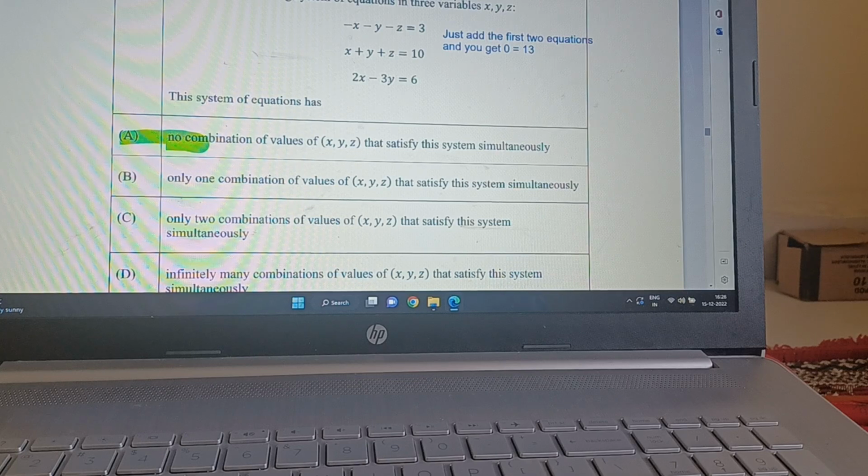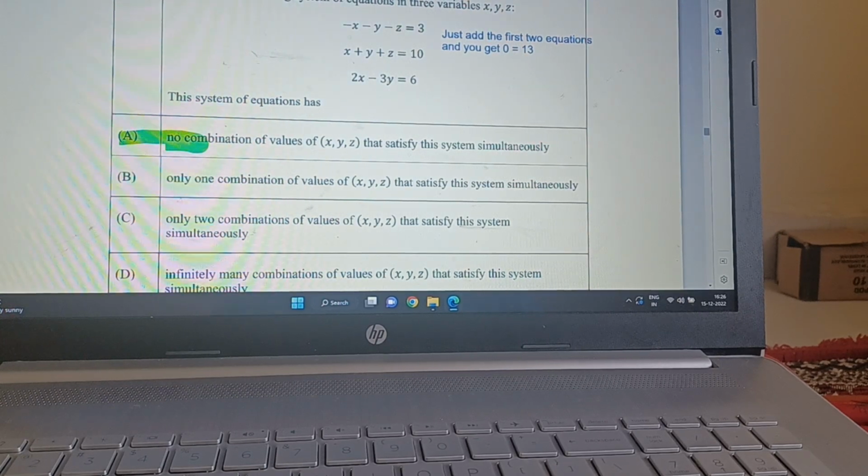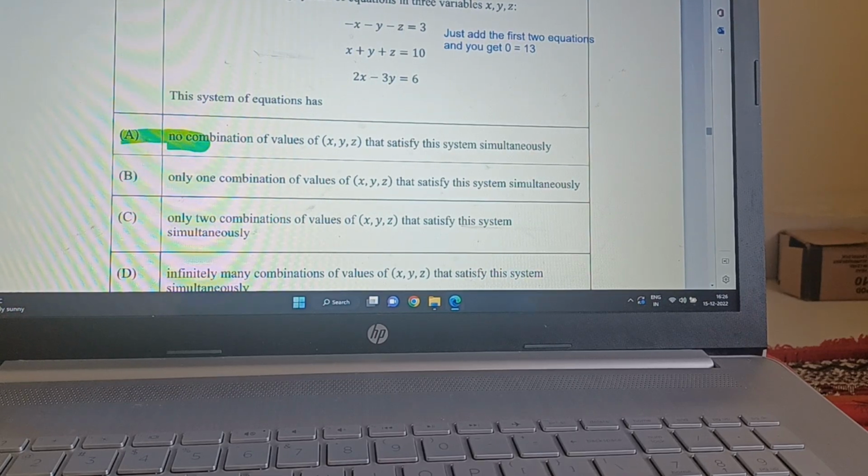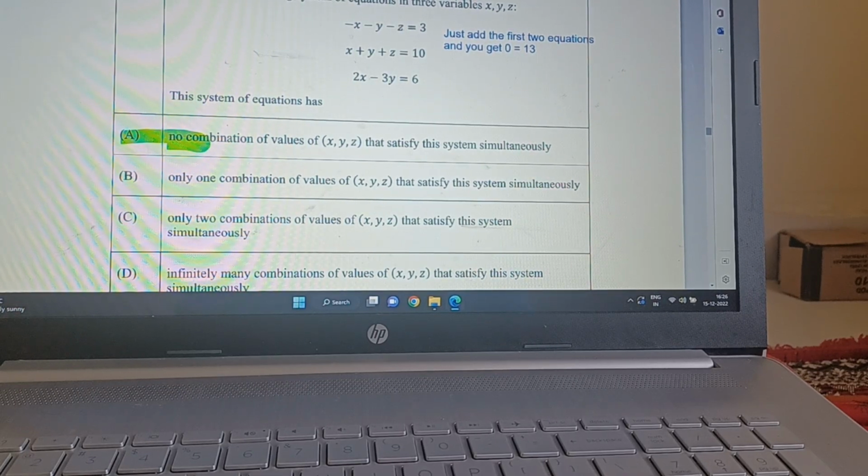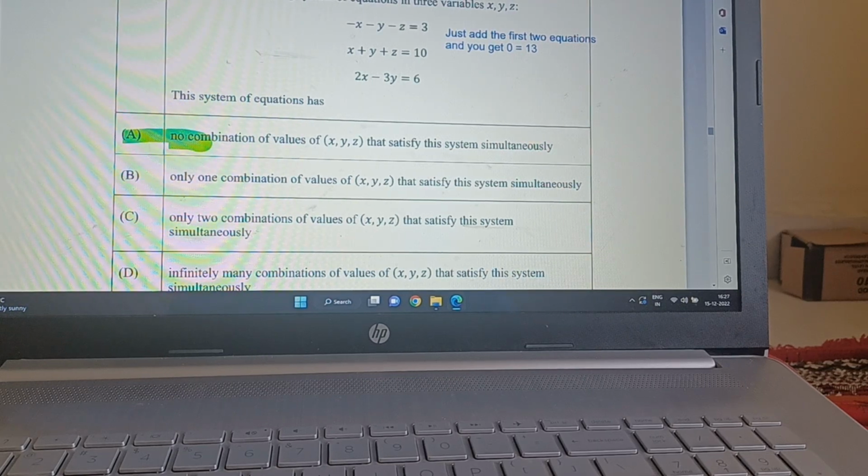So let's see the options. Option A is no combination of values of x, y and z that satisfy the system simultaneously, meaning this system cannot be solved. So this is the correct answer. But let's read the other ones. B: only one combination of values x, y, z that satisfy this system simultaneously. Well, this is not the one combination, because it is not solvable.